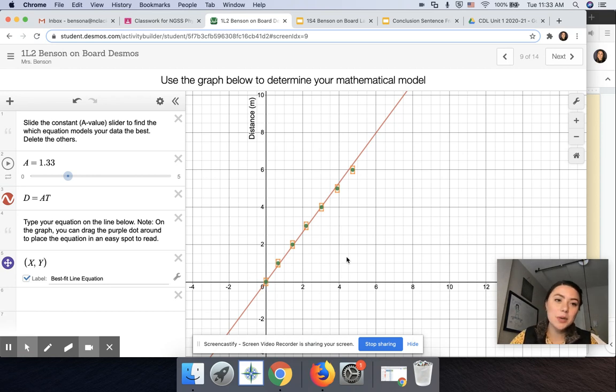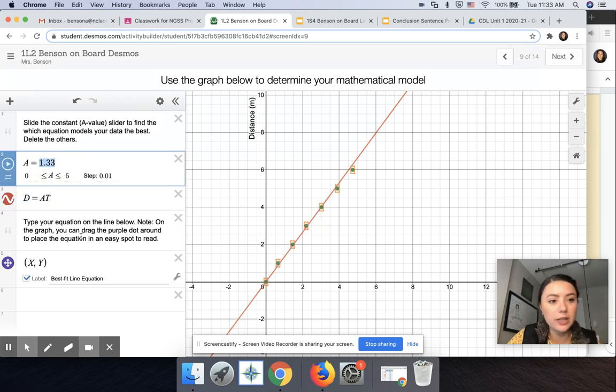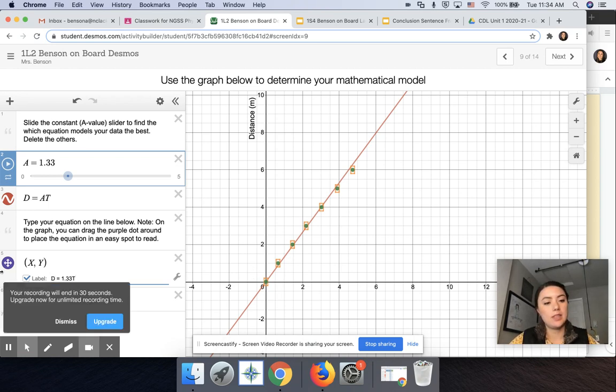All right, the last thing we have to do on this slide is come up with our equation. And because it's not a horizontal line like our pendulum lab, it's a different sort of line. It's a linear line or a proportional line. We're going to use this equation. So for our red line, D equals A times T. So the distance equals A times time. And our A value is right here, 1.33. So if we come down here, we can write our equation: D equals 1.33 times T. And that's our equation.